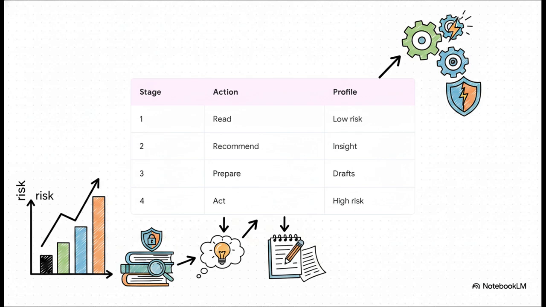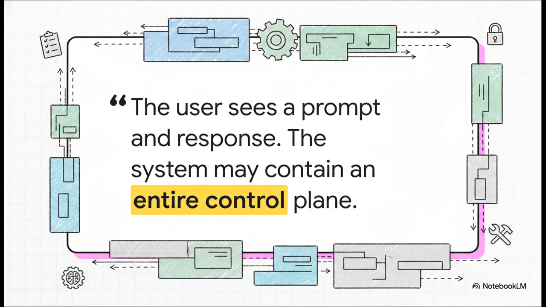As the system climbs this ladder, the risks dramatically shift. A read-only tool at Stage 1 is perfectly safe, but a Stage 4 tool that has the authority to delete files or wire money? That changes the game completely and demands a totally different level of architecture. Which brings us to a quote that brilliantly captures the hidden reality of our ecosystem. The user sees a prompt and response. The system may contain an entire control plane.